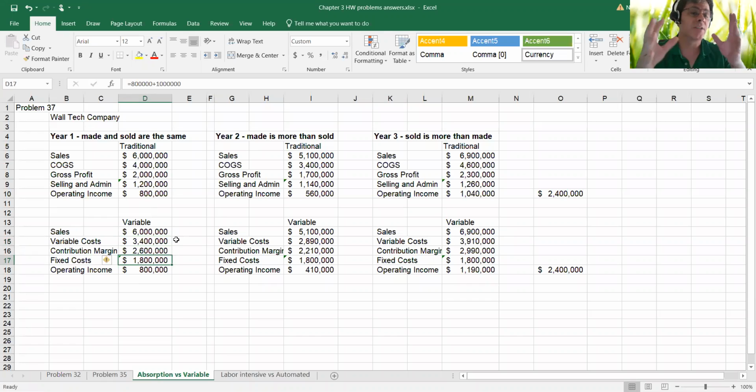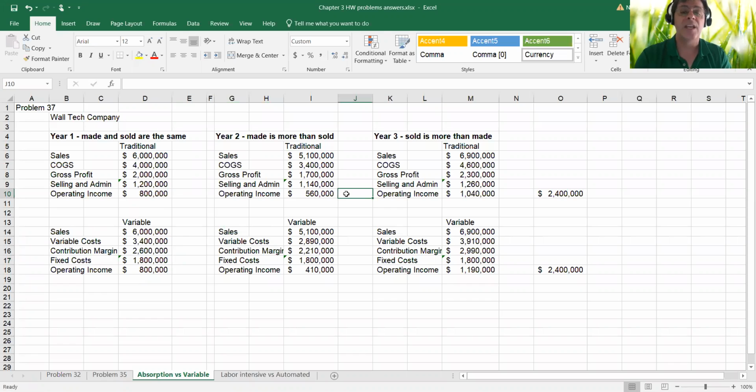So as long as the amount we made and the amount we sold is the same, our traditional version and the variable version or the contribution margin version gives us exactly the same operating income. All right. And so that's kind of how we first introduced the concept of these two, is that they would give you exactly the same.